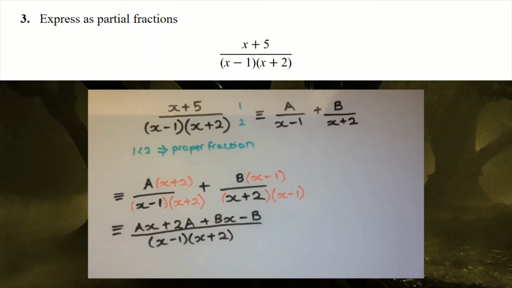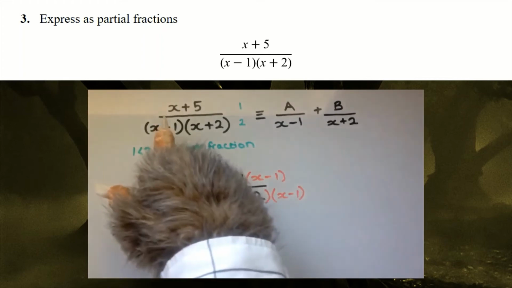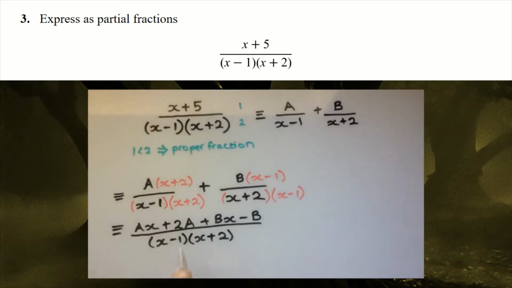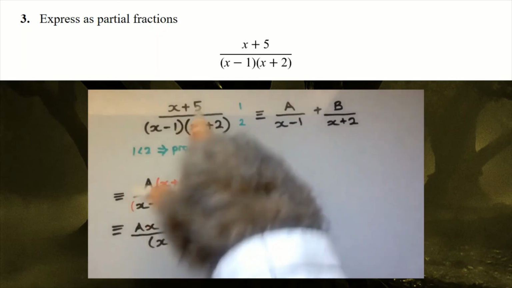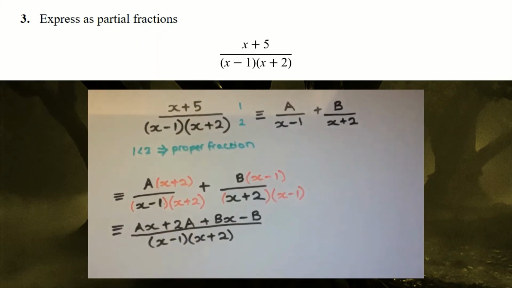Now then, we can compare numerators, because if this fraction here is identical to this fraction here, then the amount of x I have in the numerator here must be the same as the amount of x I have here. And similarly with the constants, my constants 2a and negative b must combine to give 5. Okay, so we need to work out what a and b are using equating coefficients. So I'm just going to make a note of what we've actually got here, because this is really important.